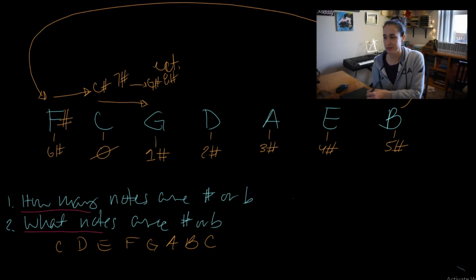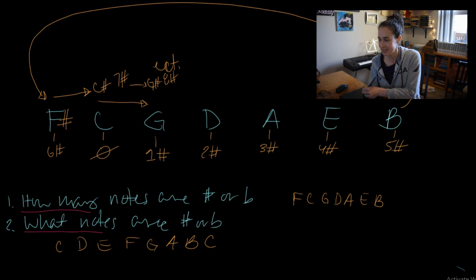This part is really simple. So we have this acronym. Fat cats go down after eating birds. Okay, so this is also the order that the sharps are added. So if C has 0, we don't add any sharps to the key, just like I wrote down here. If G has 1 sharp, it's going to be F.